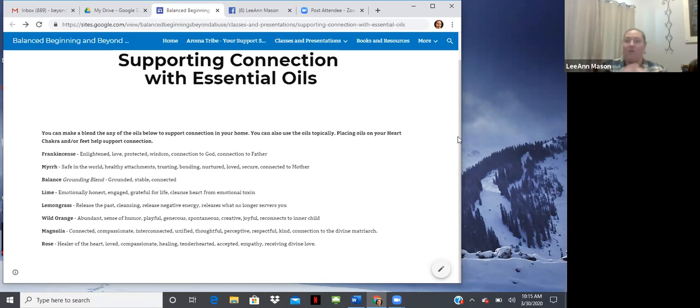And I change up the other oils that I add in the diffuser. Magnolia is the oil of connection. So that one is a really important one to have. And it's also the connection to the divine matriarch. So rose is another one, which is a healer of the heart, and it helps us accept and receive divine love. So those are some oils that can help. So that is why I'm also choosing wild orange to be in my dip.